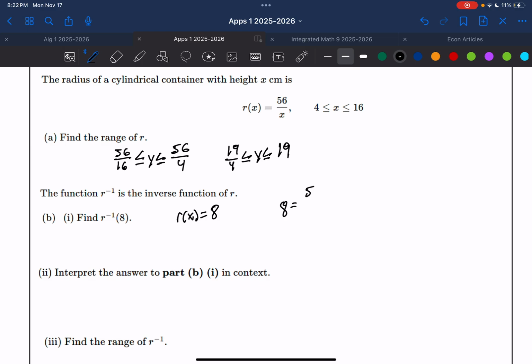So that means 8 is going to be equal to 56 over x. Multiply both sides by x, and you get 8x equals 56. And you get that x equals 7. So r-1 of 8 is 7.